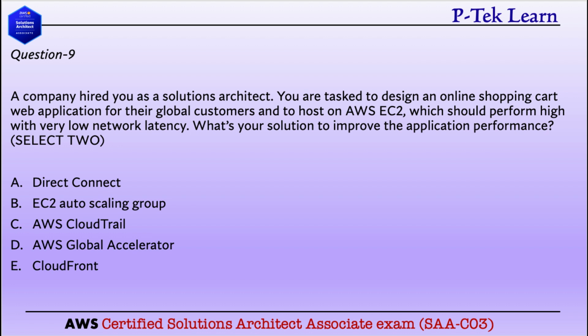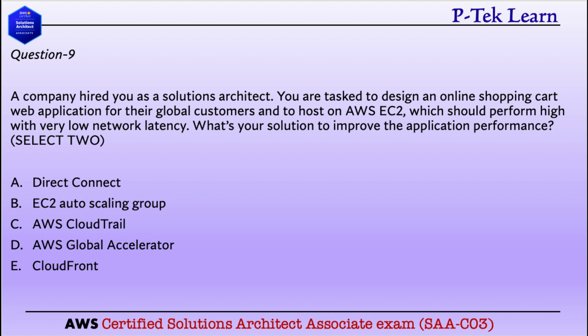Option C, AWS CloudTrail, is to capture the logs. So this is not something to improve the performance of a web application. Option D, AWS Global Accelerator. This is the right option. AWS Global Accelerator works at the network layer and can direct the traffic to optimal endpoints. So this is one of the options to improve the performance.